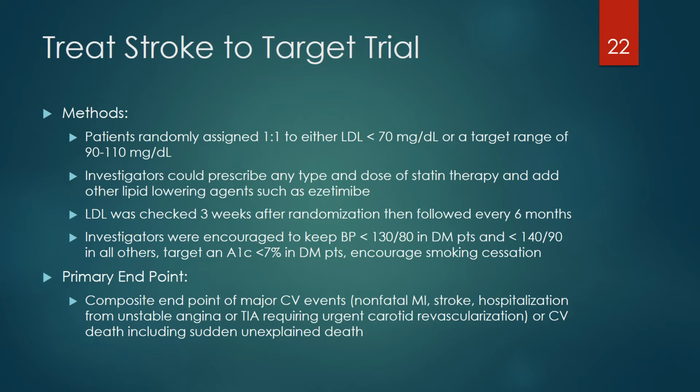LDL was checked 3 weeks after randomization and followed every 6 months. Investigators were encouraged to keep blood pressure less than 130 over 80 for diabetic patients and less than 140 over 90 overall in other patients. And then a target A1C of less than 7, and encouraged smoking cessation. The primary endpoint was a composite endpoint of major cardiovascular events, which included non-fatal MI, stroke, hospitalization from unstable angina, a TIA requiring urgent cardiac revascularization, or a cardiovascular death including sudden unexplained death.